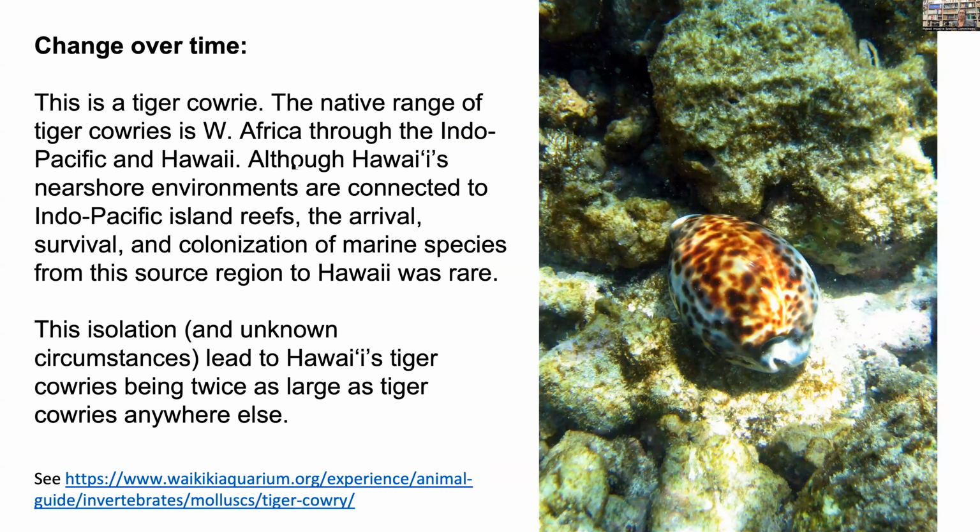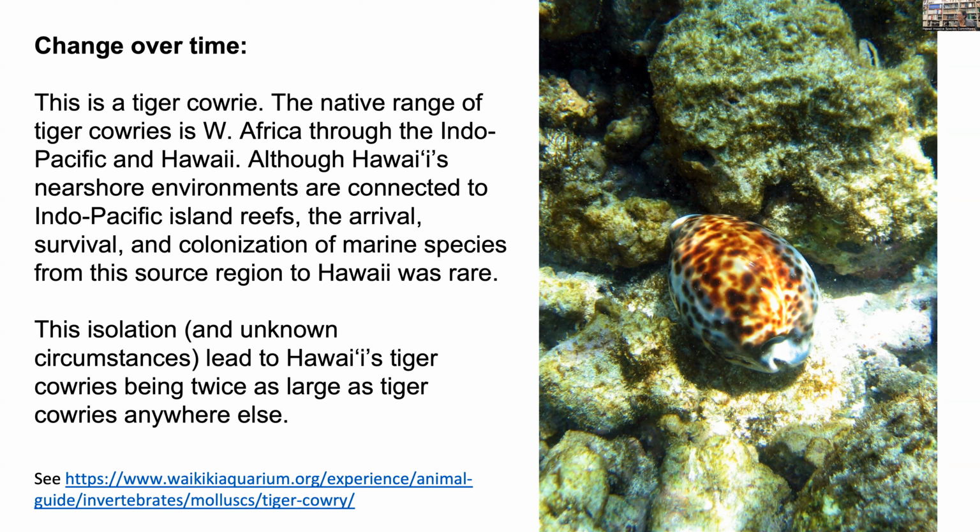So for anybody with the marine environment that's joined us, yeah, right on. Here's a marine example. This is a tiger cowrie, and the native range of tiger cowries goes all the way to the West Africa coast, all the way throughout the Indo-Pacific. Australia has them, the Coral Triangle, but almost everywhere else in the world, even though oceans are connected, tiger cowries get to be about 3 inches. In Hawaii, they get to be about 6.